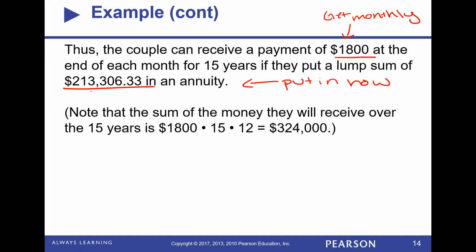$324,000 is actually how much I'm receiving. But this is how much I have to put away right now. So I'm giving up this much, but I'm getting this much. Because I'm putting the money in the bank account, letting it sit there, it's earning interest. And even though at the end of every month I'm going to get paid this amount, I'm actually making this amount completely.